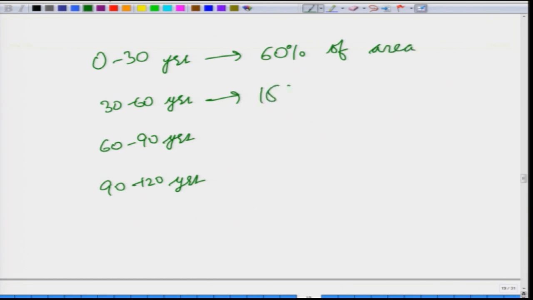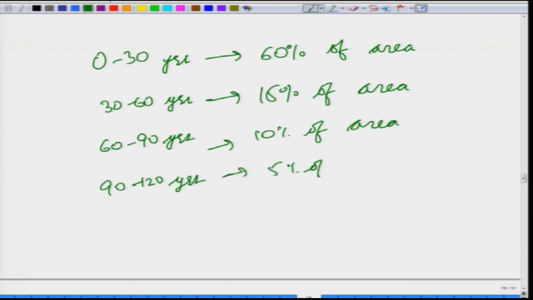This is 15% of area. This is 10% of area. And this is 5% of area, 15% of area. So, in this case, we will say that this forest is an irregular forest.